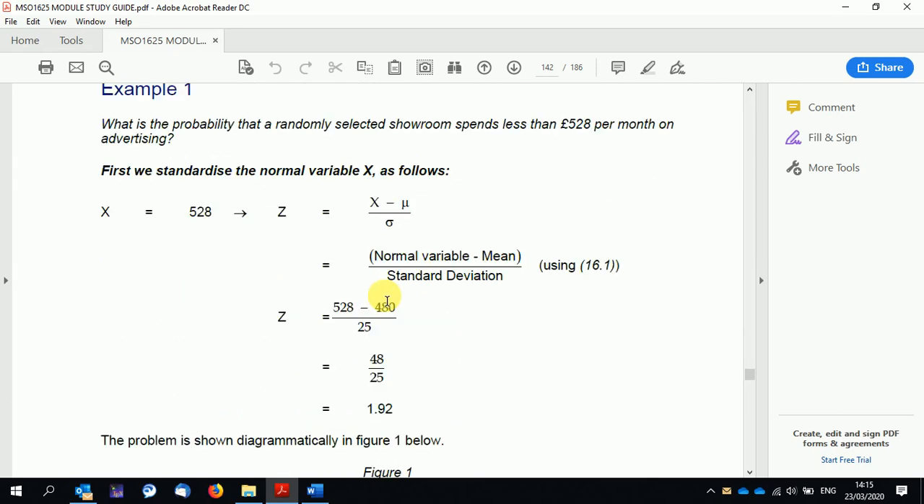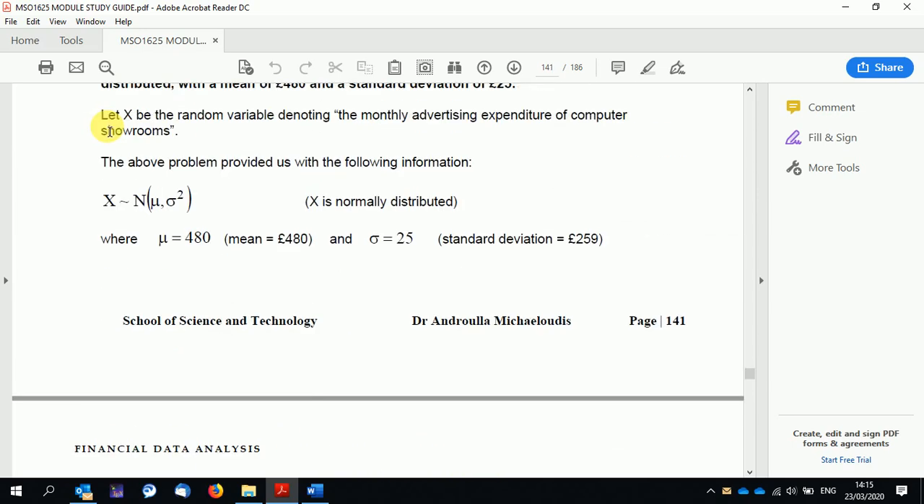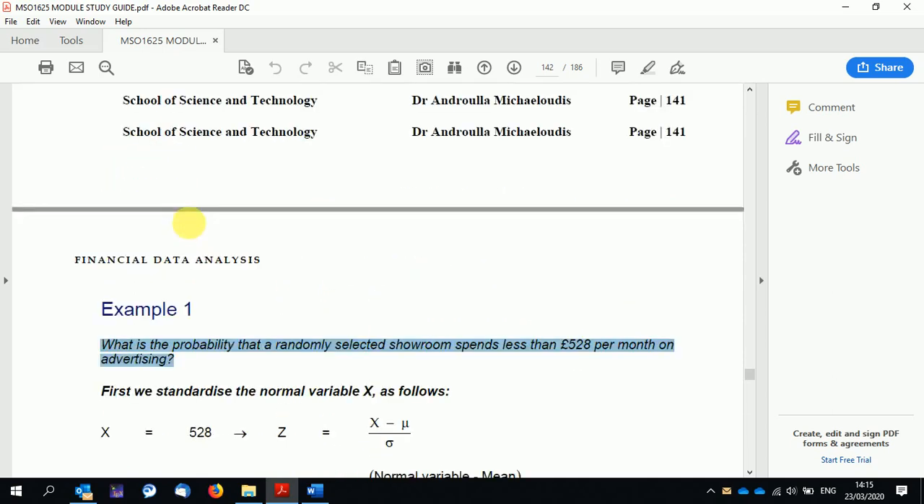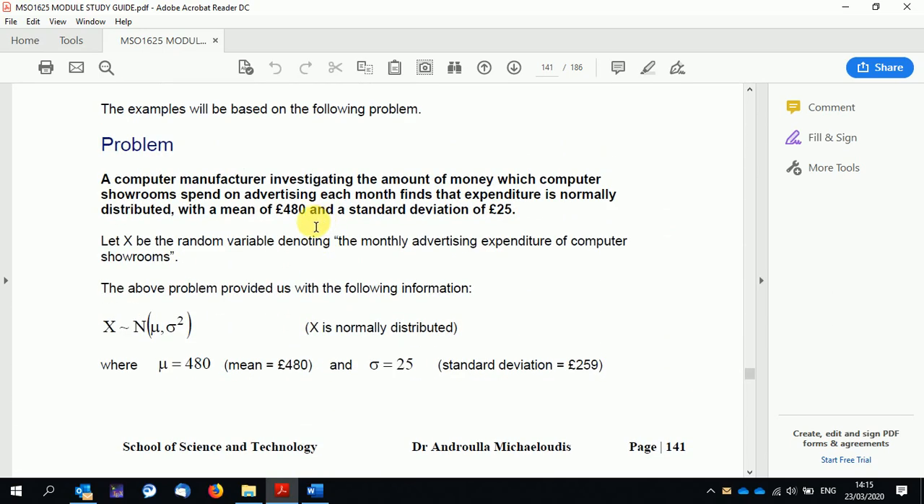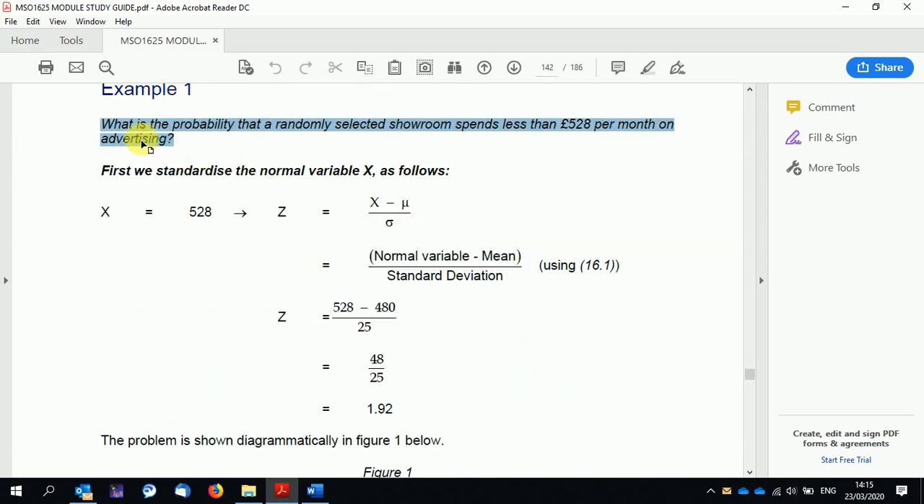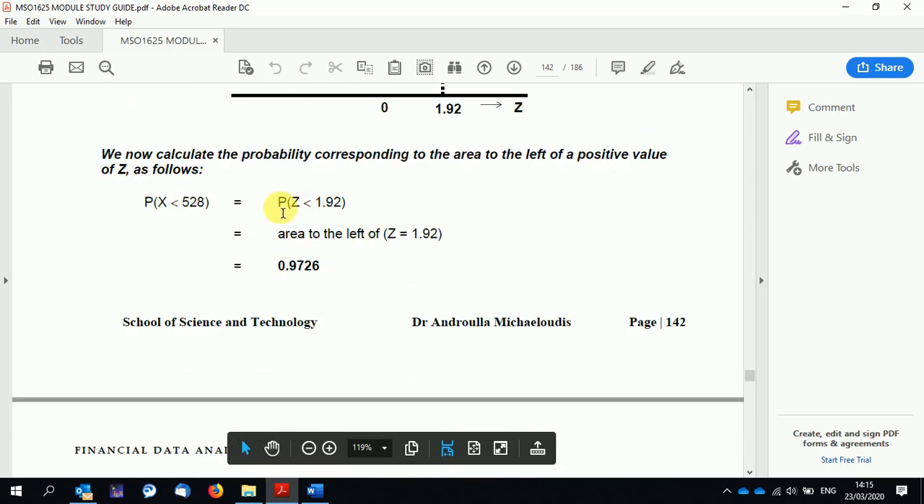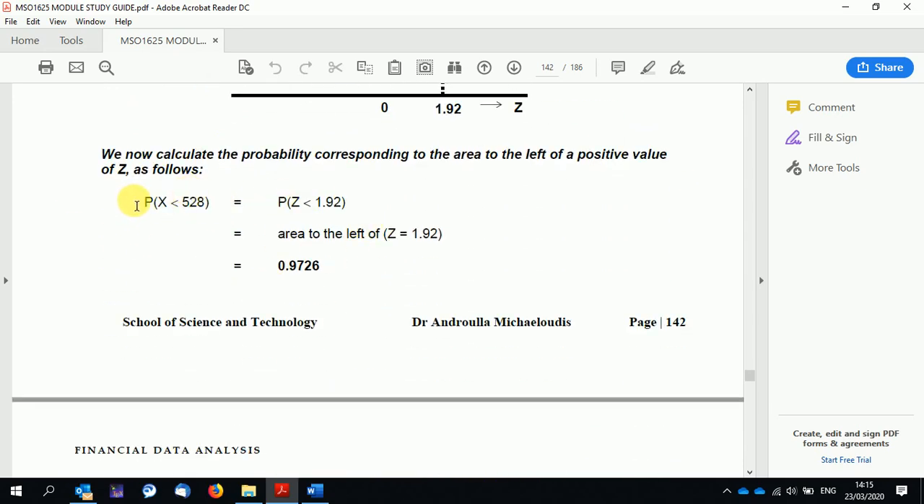Right, so that's the question here. To answer the question, sorry, that's the question here. I'm sorry, this is just some explanation about the question, and this is where the specific question is. As example 1, find the probability that a randomly selected showroom spends less than 528 pounds per month on advertising. Now, I'll skip this. I'll prefer explaining to you from here. That's exactly the same thing. Now, this is the question.